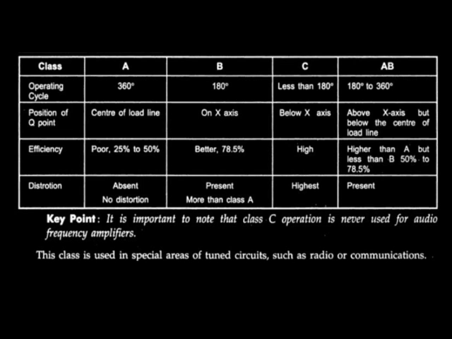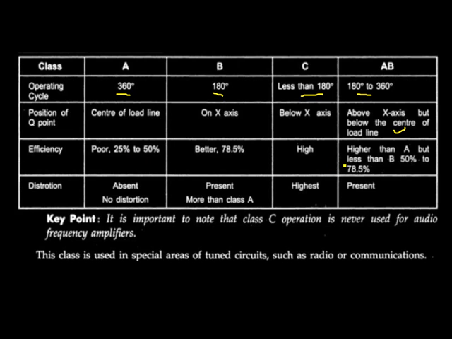So with this, I'm concluding the discussion on the classification of power amplifiers. You can see for class A, class B, class C and class AB, the operating cycles we have discussed: 360 degrees, 180 degrees, less than 180 degrees for C, and 180 to 360 for AB. Then Q point position at the center of the active region for class A, then for class B on the x-axis, below the x-axis for C, above the x-axis but below the center of the load line for AB.